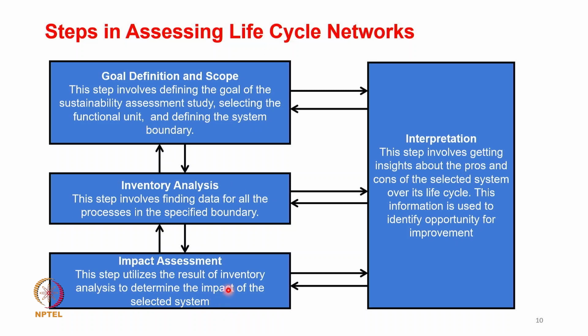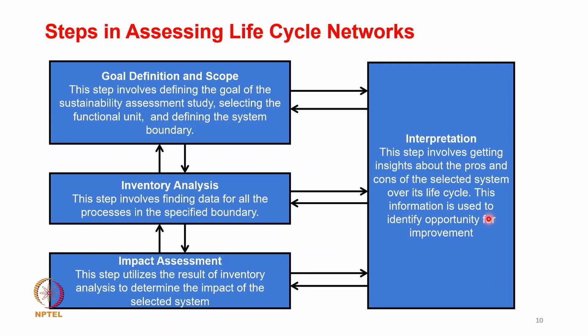So you need to identify the scope, identify the functional units, which are the basic unit in each step, identify the data corresponding to it, and finally do the impact assessment. And eventually you have to interpret all of them together and identify whether there is an opportunity for improvement.